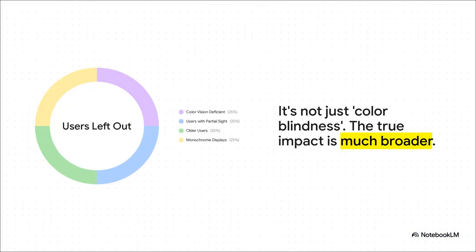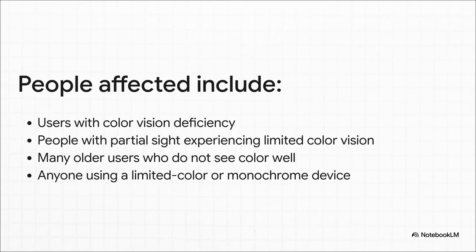You know, it's so easy to just think, oh, this is for people who are colorblind. But the reality is so much broader. Of course, it includes people with color vision deficiencies, but it also includes people with partial sight, a lot of older users whose color perception changes with age, and hey, even anyone using a device with a black and white screen, like an e-reader.